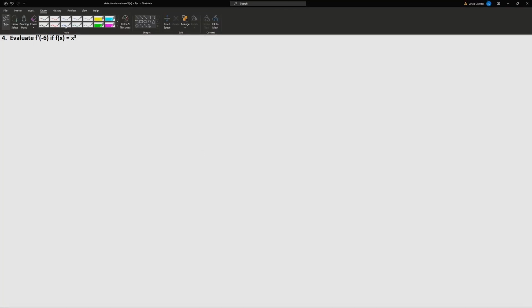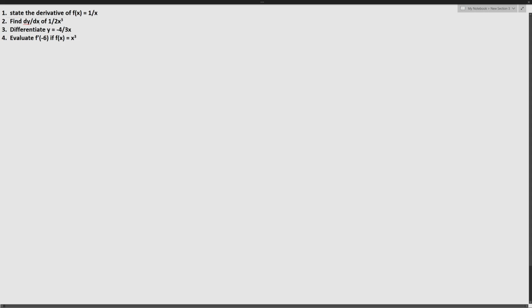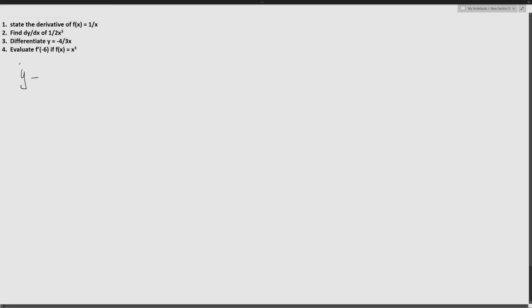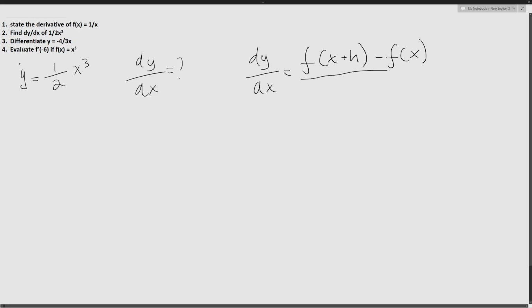So question 2 is in the second format that we learned, and that is dy over dx, and that is what it is giving us. So we know that f of x, or we could actually say y in this case, because we're actually given dy, so y equals 1 over 2 times x to the power of 3, and we need to figure out what dy over dx is equal to. Well, again, the first principle is telling us that it would be f of x plus h minus f of x, all divided by h.